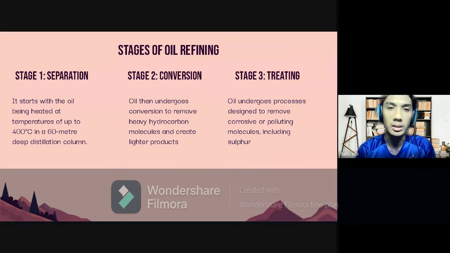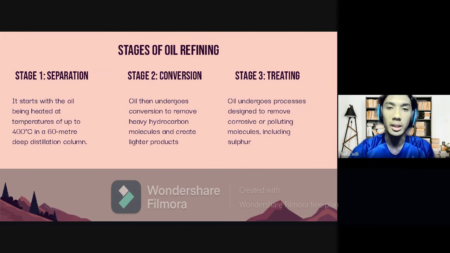The second stage is conversion. After the separation process, oil then undergoes conversion to remove heavy hydrocarbon molecules and create lighter products. To do this, the heavy molecules are heated to a temperature of 500 degrees Celsius and cracked into lighter molecules, with a catalyst used to accelerate the chemical reaction. Roughly 75% of the heavy product is converted into gas, gasoline, and diesel.